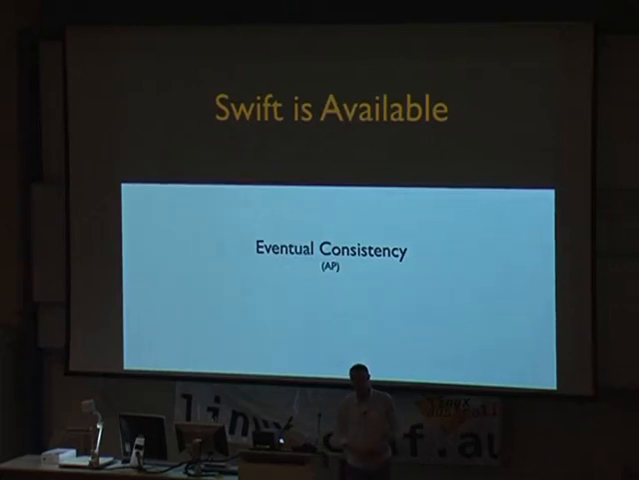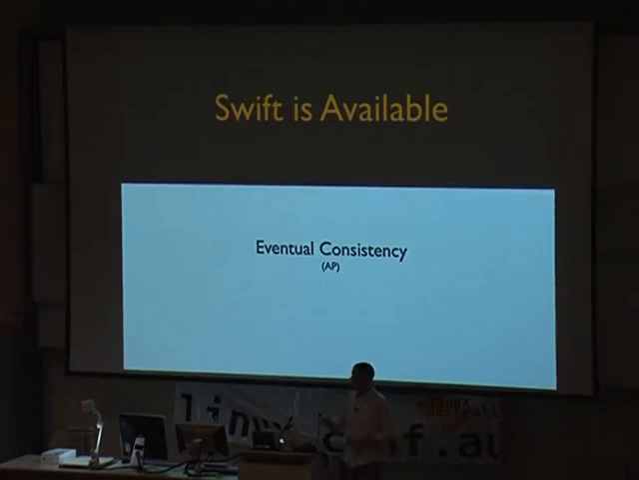Swift is available, and if you know the CAP theorem, we sacrifice consistency for availability. It's an eventually consistent system. So normally you want everything to be consistent, and if there are no errors, Swift will give you 100% consistency. But in the face of errors, say for example a hard drive has failed, or a server is down, or even a rack of servers is down, in that case you may fall into an eventual consistency window and not, for example, be able to see all of your objects in an object listing immediately.